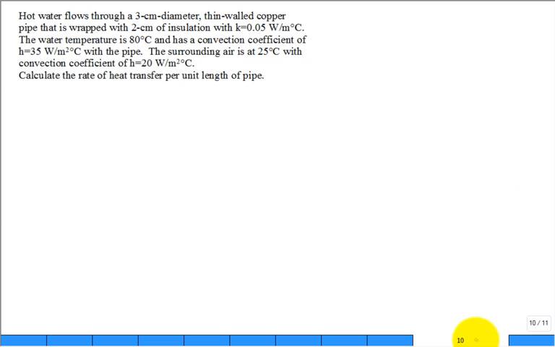Let's take a look at this problem. Hot water flows through a 3 centimeter diameter thin-walled copper pipe that is wrapped with 2 centimeters of insulation, with the thermal conductivity of the insulation given. Before I move on, that first sentence is a lot to digest. Can you make a sketch? And we have water flowing in a pipe, right? And there's some key words right here. What's thin-walled mean? Neglect the conduction through the high conductivity copper and neglect the thickness of the copper.